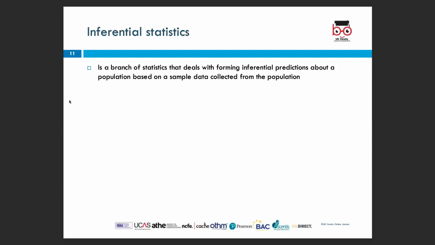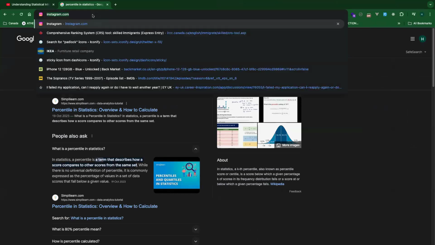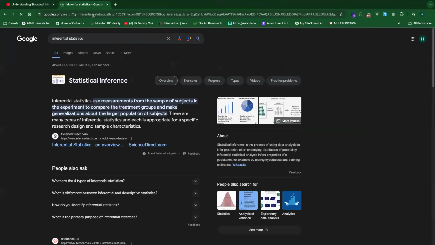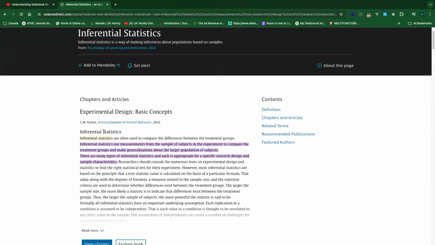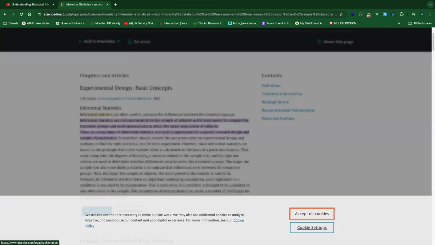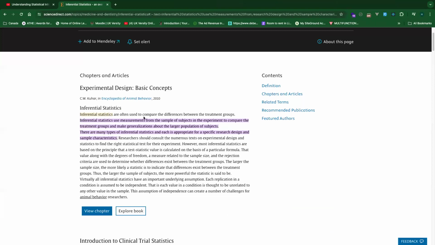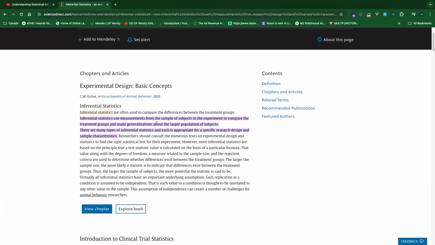We have inferential statistics. This is a branch of statistics that deals with forming inferential predictions about the population based on sample data collected from the population. All this can be seen online here. Inferential statistics will be used to compare the difference between the treatment groups. Inferential statistics use measurements from the sample of subjects in the experiment to compare the treatment groups and make generalizations about the larger population of subjects.